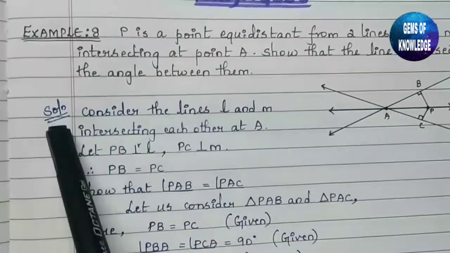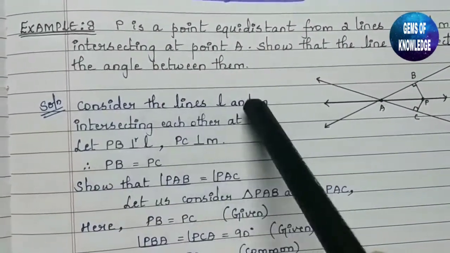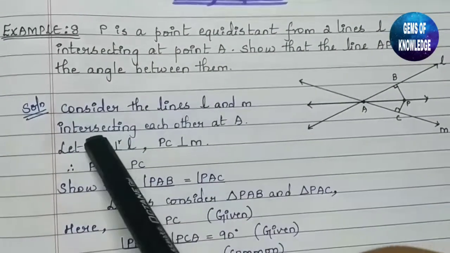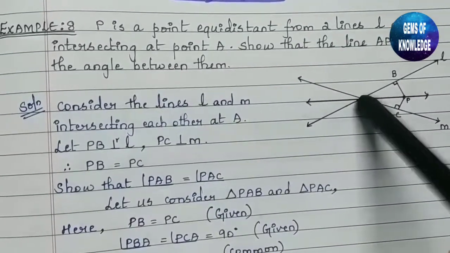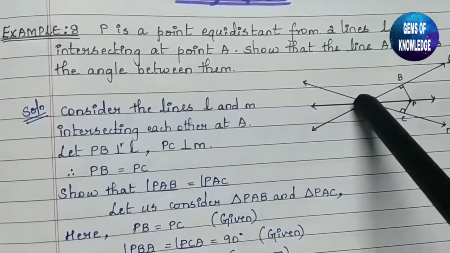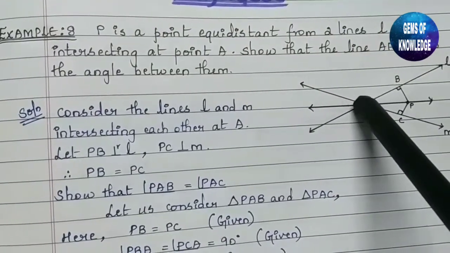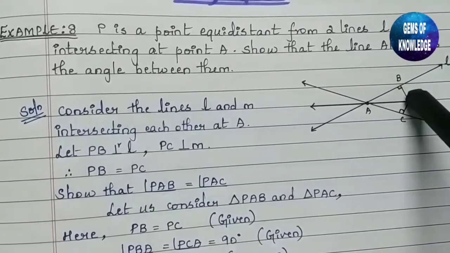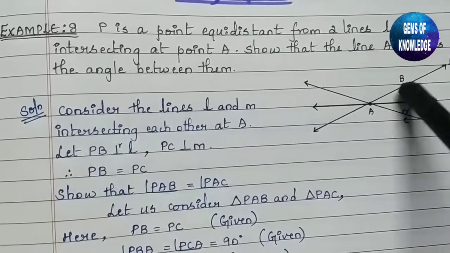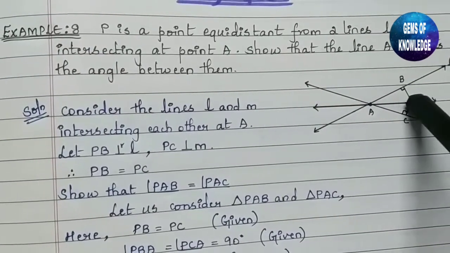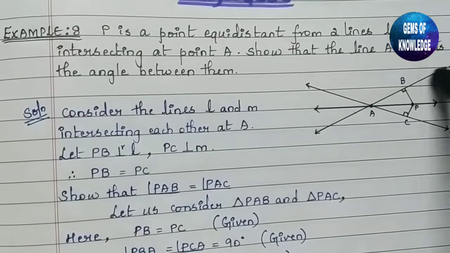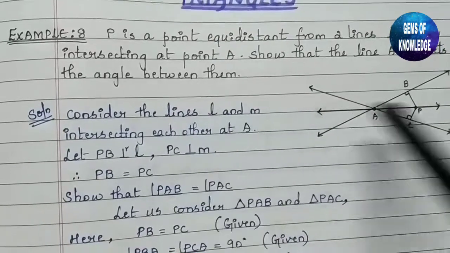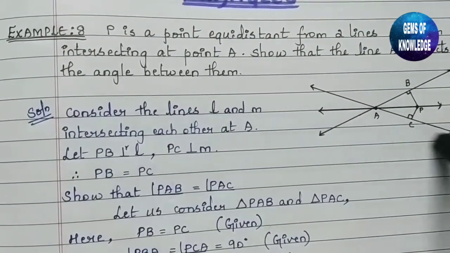So in the solution that they have given, consider the lines L and M. Consider these two lines, this is line L and this is line M, intersecting each other at point A. So these two lines are meeting at this point A. And let PB be perpendicular to L. Perpendicular in the sense it is at a 90-degree angle. This PB is at a 90-degree angle to this line L, and this PC is perpendicular to this line M. It means it is at a 90-degree angle here.